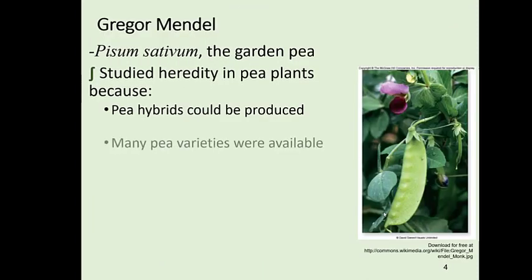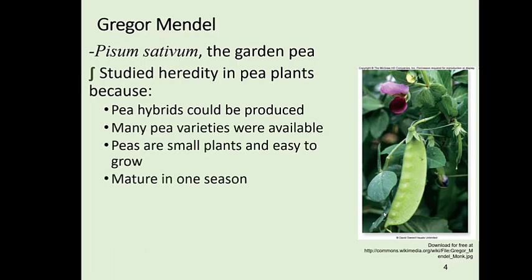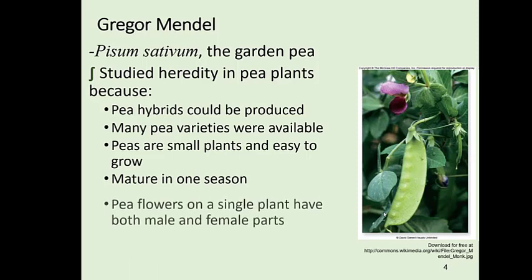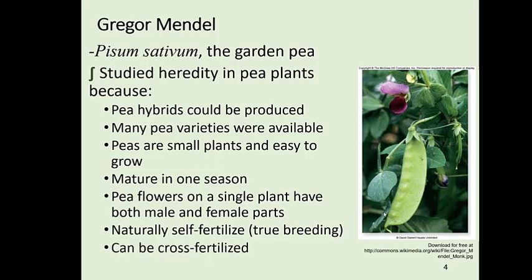Pea hybrids could be produced. A lot of varieties were available. They're small, so they're easy to grow. They mature quickly. Pea flowers on a single plant have both male and female parts, and they can naturally self-fertilize, otherwise known as they are true breeding. And they can also be cross-fertilized. And these are all important points.